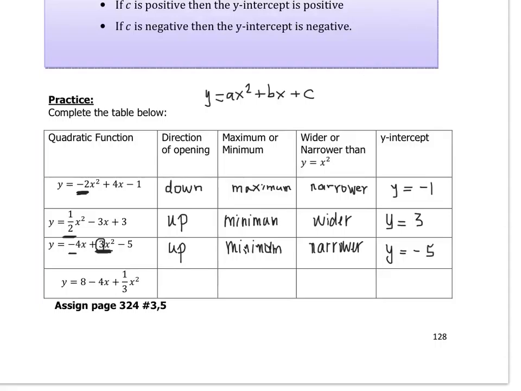And the last one, again, the terms aren't written in the proper order. If you look at what's in front of x squared, it's a positive 1/3, so it's going to open up and have a minimum. It's going to be wider, though, because the a value is 1/3, which is less than 1. The y-intercept will be the constant. If you plug 0 into that equation, you're going to be left with the constant 8, so it should be crossing over the y-axis at 8. And here are some other questions you can try on page 324 to help practice these concepts that we've learned.